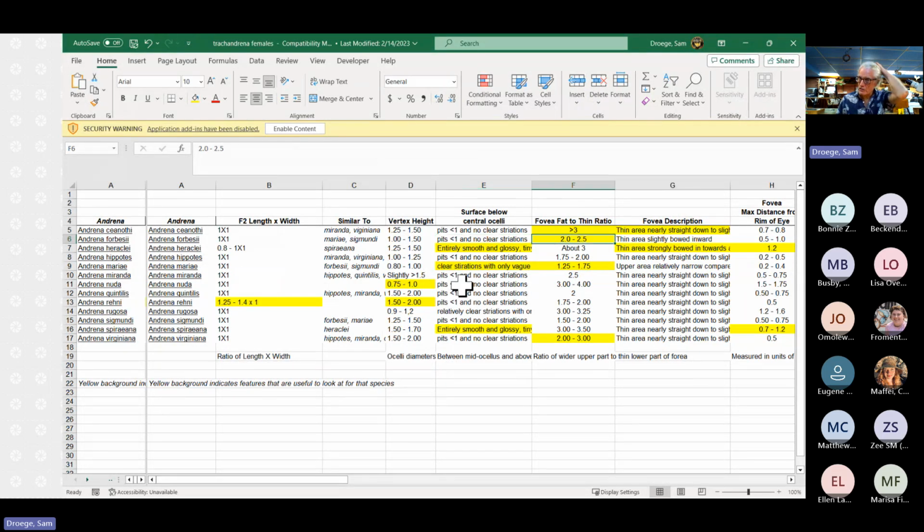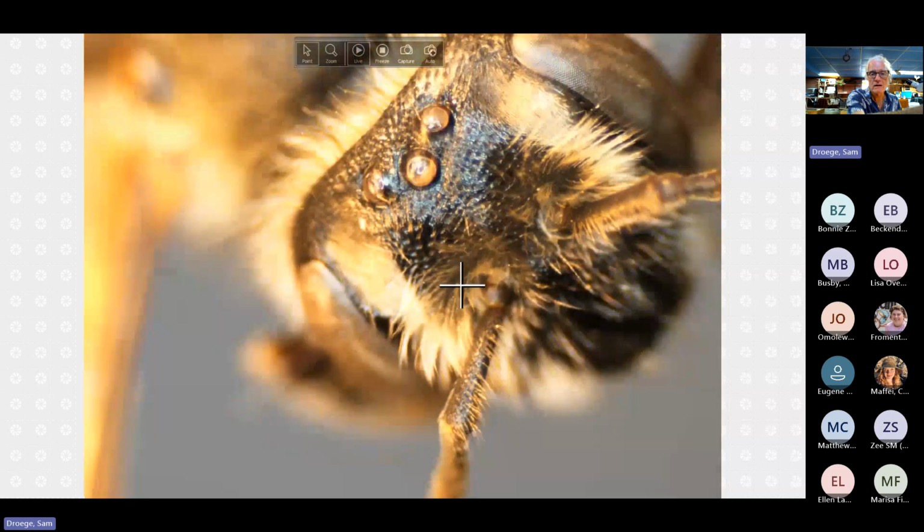So here, this facial fovea fat to thin ratio. This is what we were talking about before. If you take a look down here, you can see a lot of them have some pretty big fat to thin ratios, but you see quite a bit of difference. But here we're saying that the upper part compared to the lower part is only about twice as fat or thin, or 2.5 times. We saw that a little bit. Let's just jump back here.